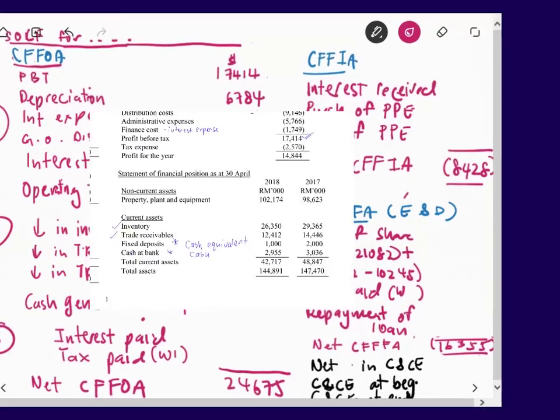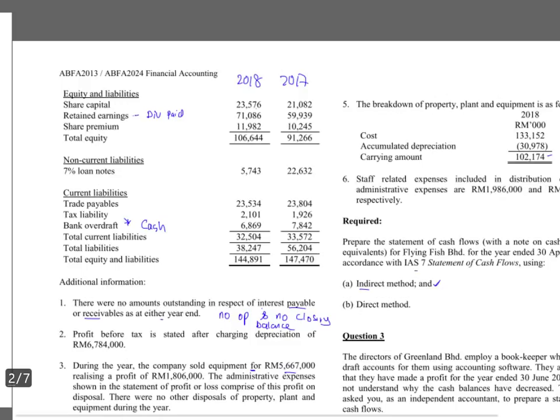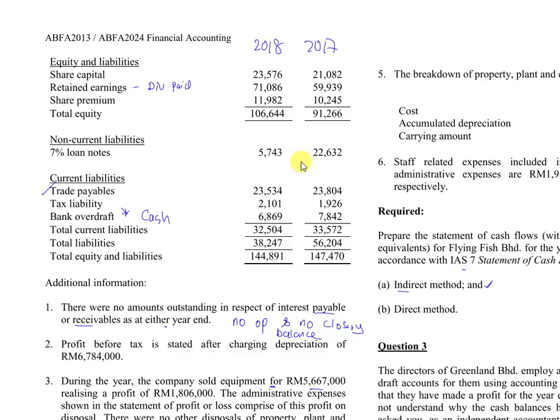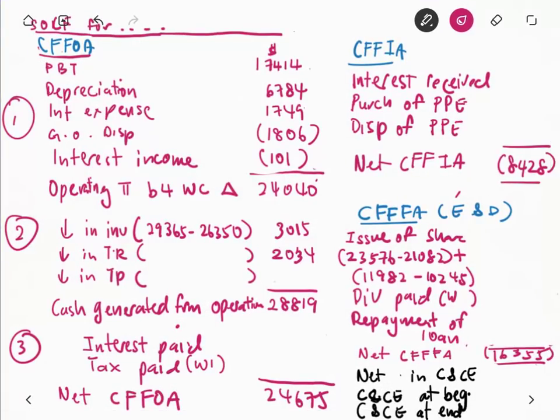And last one, trade payable. Go to current. Yes, we have trade payable. Put a tick. Last year 238, this year 235. Down. Liability is the opposite. Down means cash flow down. Down by 270.